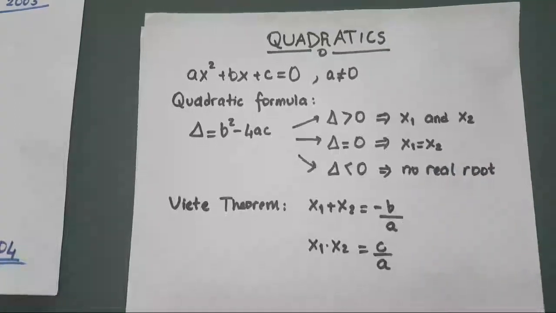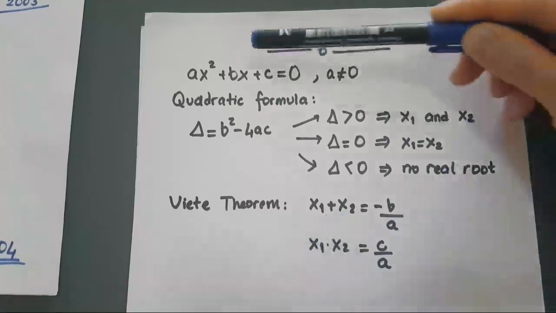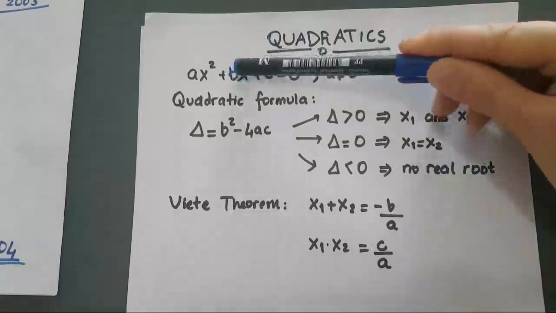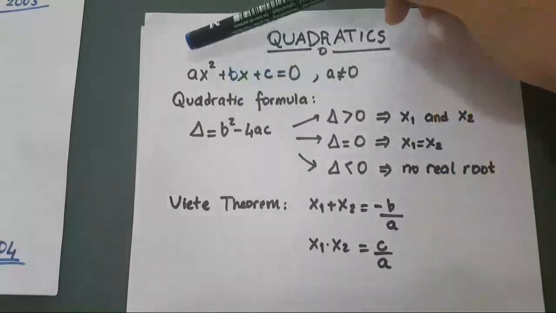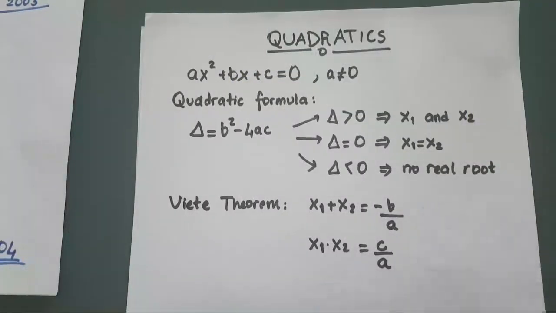And also we will use Vieta's theorem today. What does the theorem say? The theorem says you do not have to solve a quadratic equation to find the sum and product of the roots. The negative of the coefficient of x, divided by the coefficient of x squared, gives you the sum of the roots, which is minus b over a, and the product of the roots is c over a. These are the basics of quadratics.